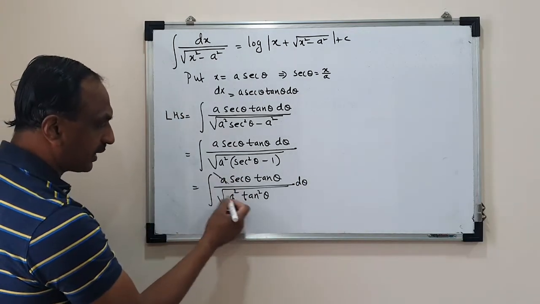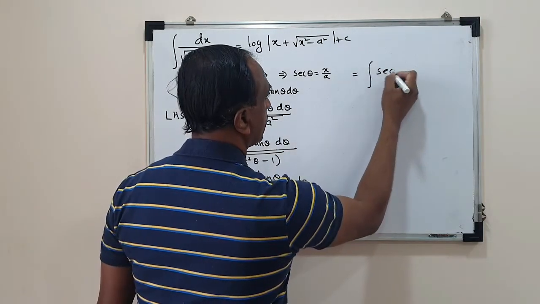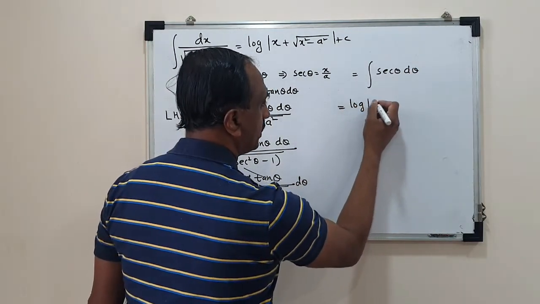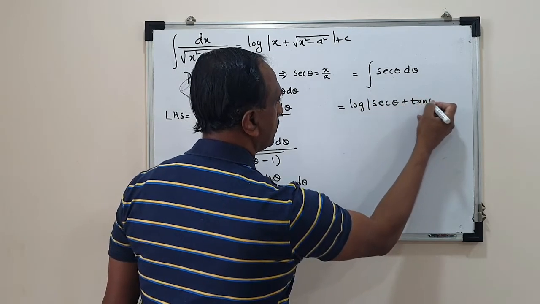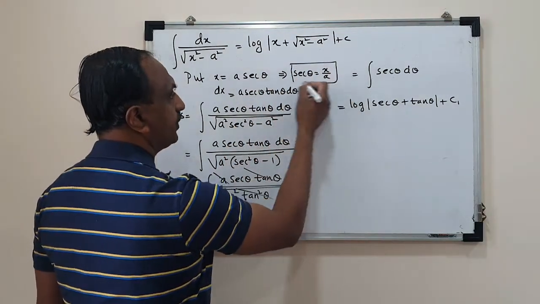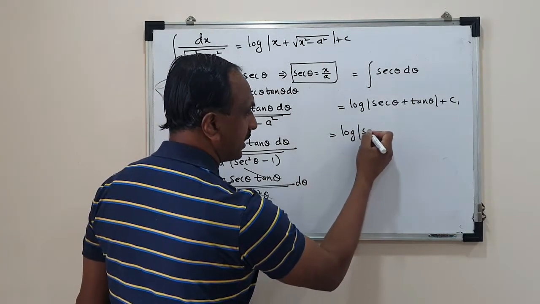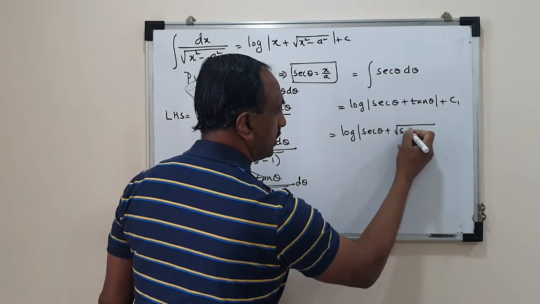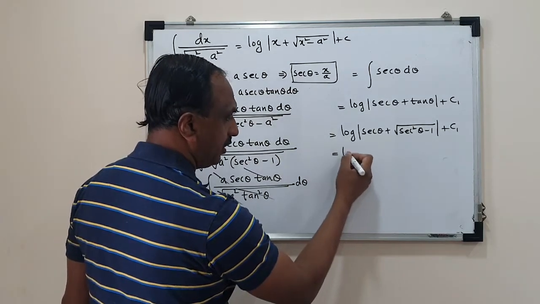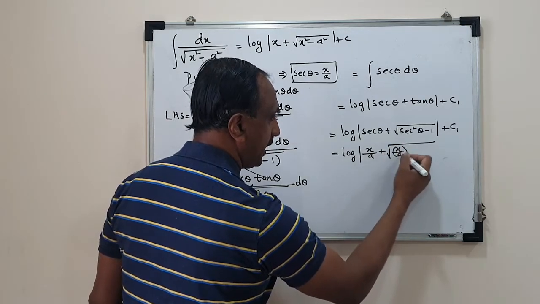Now root of a square and a will get cancelled. Root of tan square and tan will get cancelled. So you will be having only sec theta like last time. Integral of sec theta is log of sec theta plus tan theta plus c1. This time sec theta is x by a, so you need to express tan theta also in sec theta's form. So log of sec theta plus root of sec square theta minus 1 plus c1. That became log of x by a plus root of x by a the whole square minus 1.